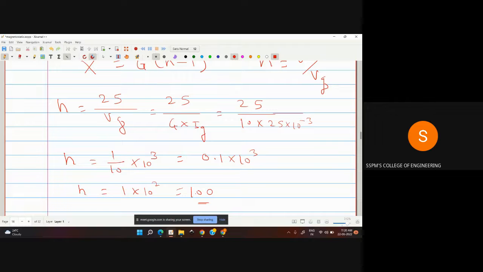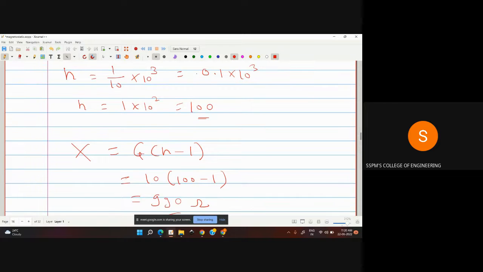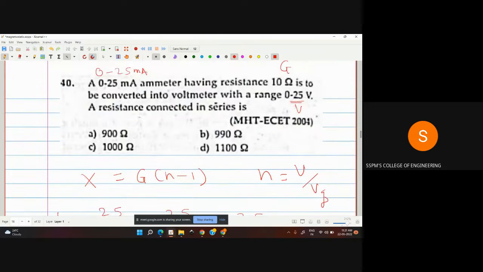N किती आहे, 100 आहे. So what is X? X is a series resistance. G into N minus 1. G ची व्हॅल्यू दिलेली आहे, G ची किती आहे, 10 आहे. N आता आपण कॅल्क्युलेट केला, 100 minus 1 is equal to 99 into 10, म्हणजे किती येणार, 990. Isn't it? So option B is correct option.